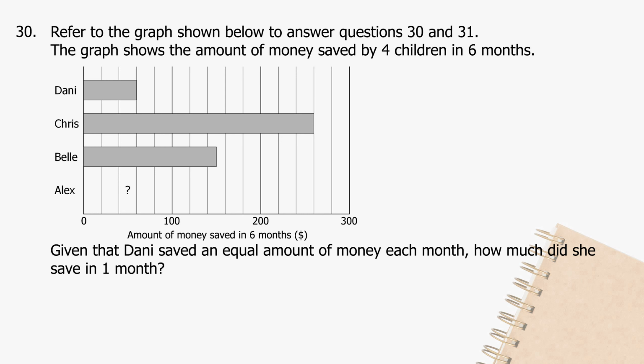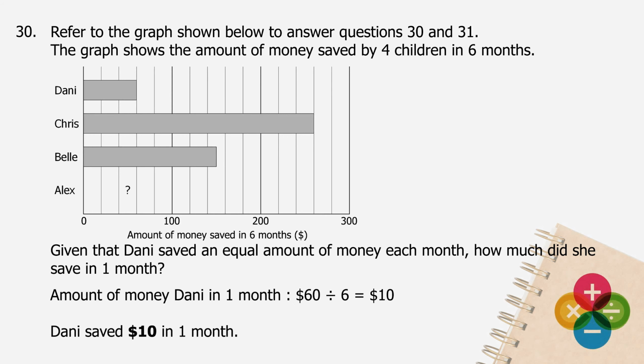Question 30. Refer to the graph shown below to answer questions 30 and 31. The graph shows the amount of money saved by 4 children, in 6 months. Given that Danny saved an equal amount of money each month, how much did she save in 1 month? The amount of money Danny saved in 1 month will be, divide $60 by 6, and the quotient is $10. Danny saved $10 in 1 month.